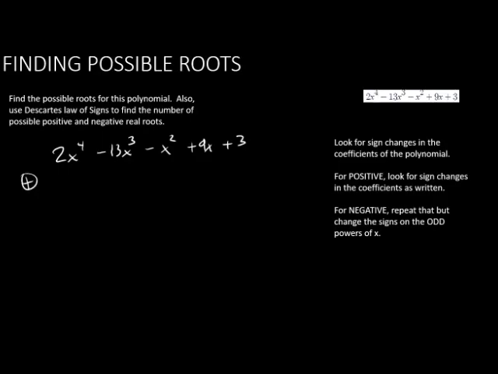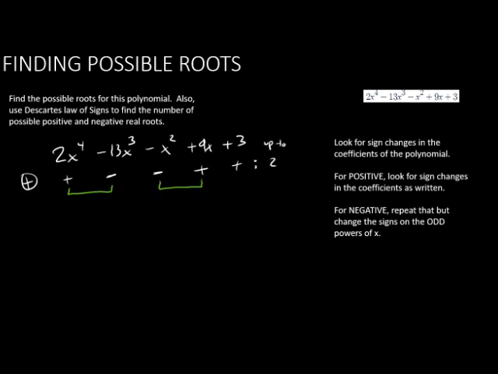For our positive roots, we'll start with 2x to the fourth, which is positive. We'll have negative 13x to the third, which is negative. Negative x squared, which is also negative. Positive 9x, it's positive, and then positive 3. We can see a sign change between the first positive and that negative, and then between the second negative and the second positive. Therefore, we have two sign changes, which means we could have up to two positive roots.